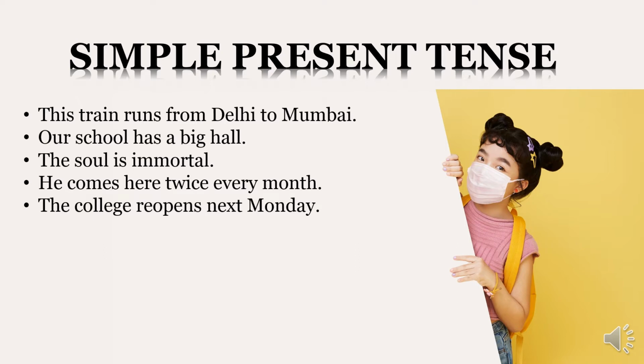If we talk about first sentence, this train runs from Delhi to Mumbai, it means it is just a fact, or you can say it is a daily work that happens, daily action that happens. In second, our school has a big hall. Here we are talking about our school, and we are not talking about any daily routine or habit. It is just fact, general fact. The soul is immortal, same as this one is general fact. He comes here twice every month. Here we are talking about any activity that happens, any routine.